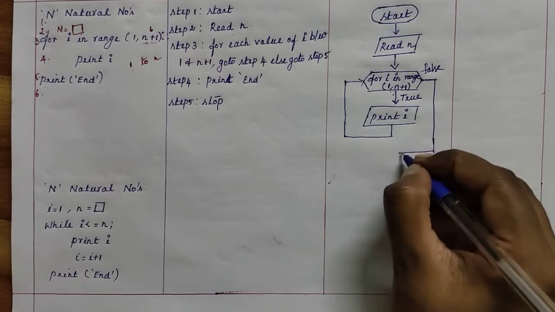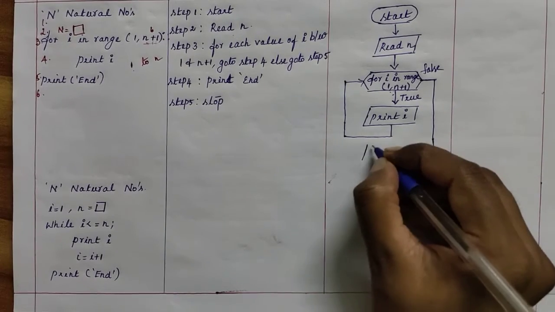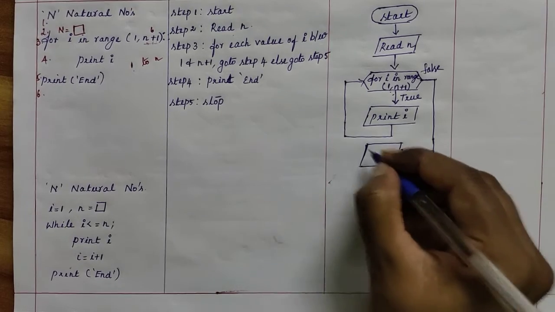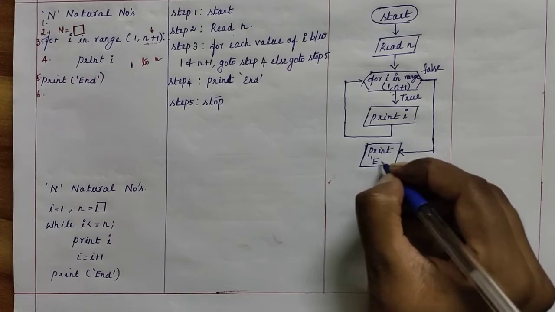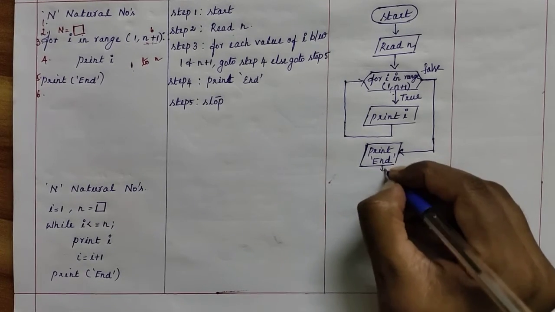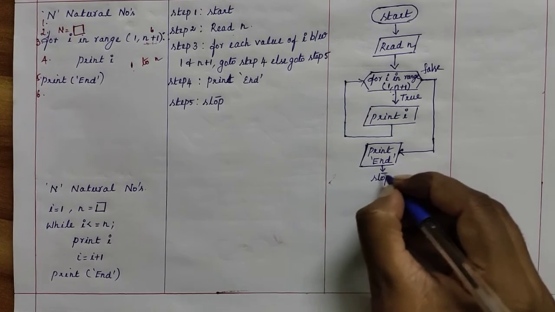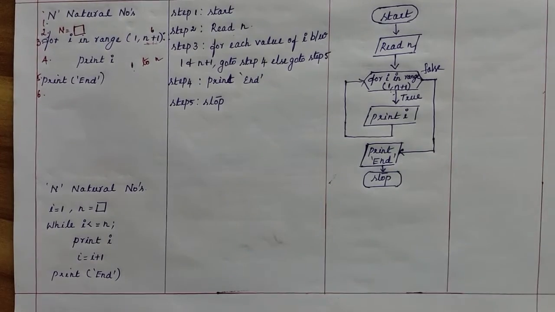When the condition is false, you come here and you are going to print end. Then you are going to stop, which is also represented by this symbol. So this is the flowchart.